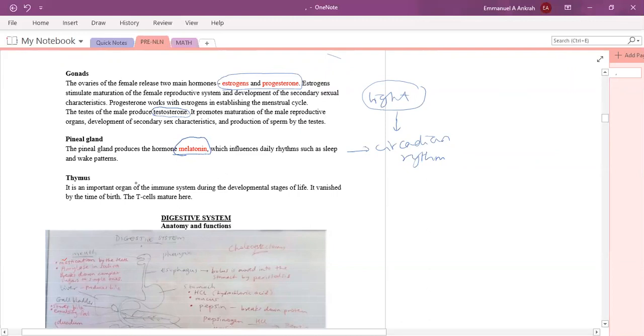And then the last one I want to talk about here is the thymus. Usually the thymus vanishes by the time the child is born. The thymus is almost not there because it has already performed its function. So let's go back to the diagram again and look at where the thymus is supposed to be.